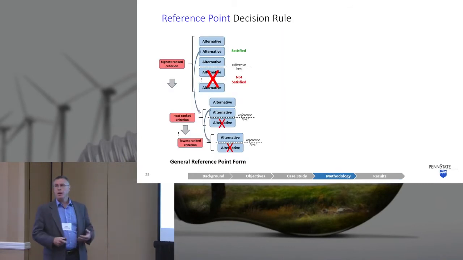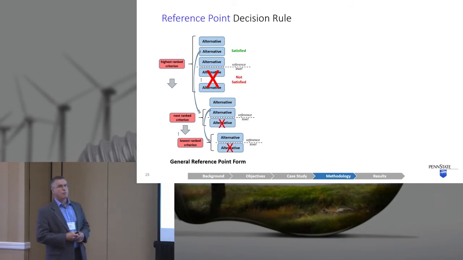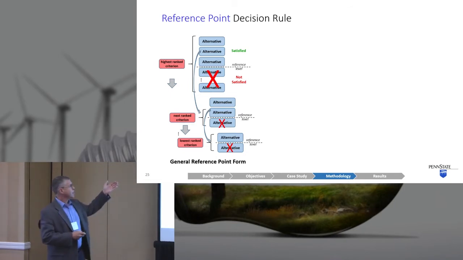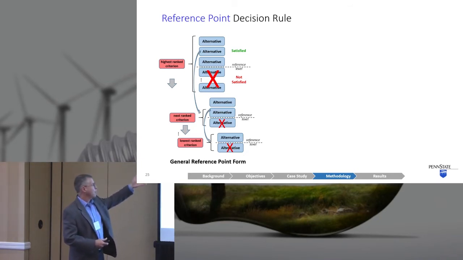Now we're going to switch gears, look at a totally different decision rule model, the reference point decision rule. And again, in the simplification here, the way to think about this is that in reference point, for a given criterion, there's a reference level that is subjectively identified by the decision makers that must be satisfied. And those alternatives that satisfy that reference level are accepted. Those that are not are eliminated.